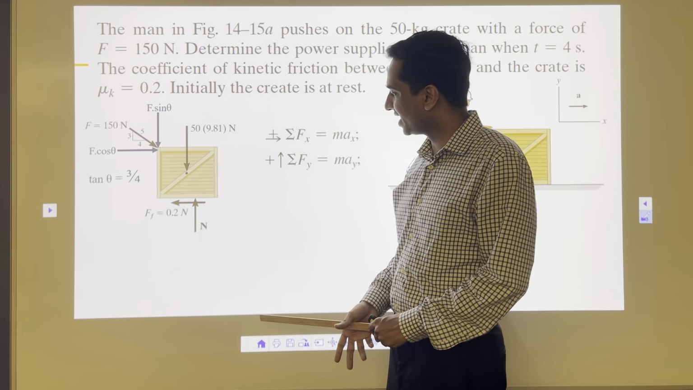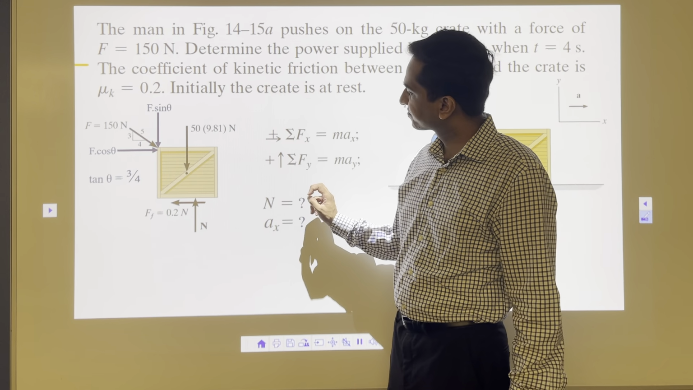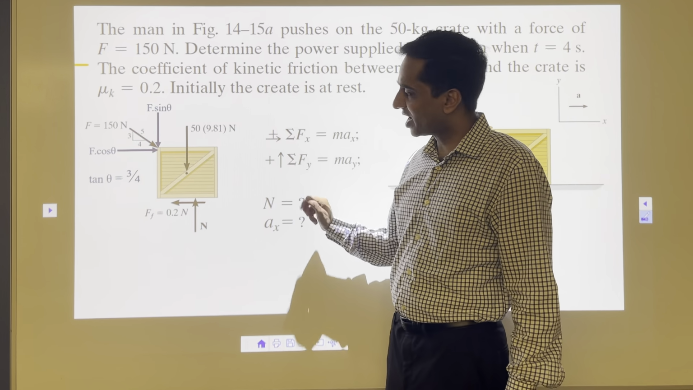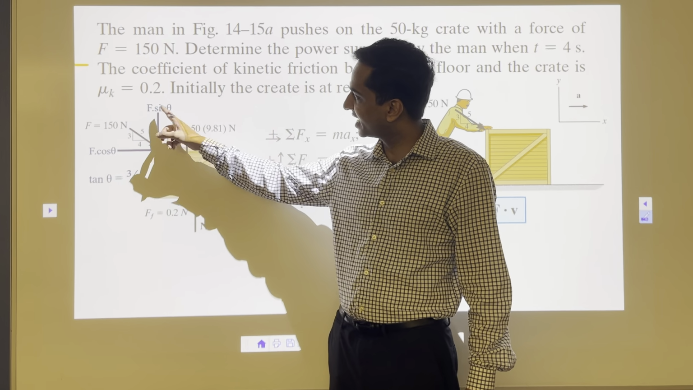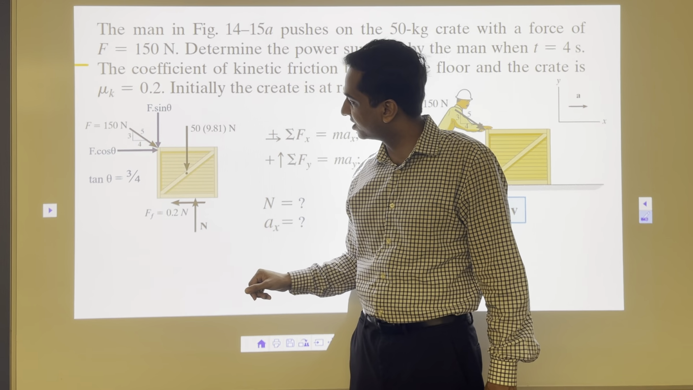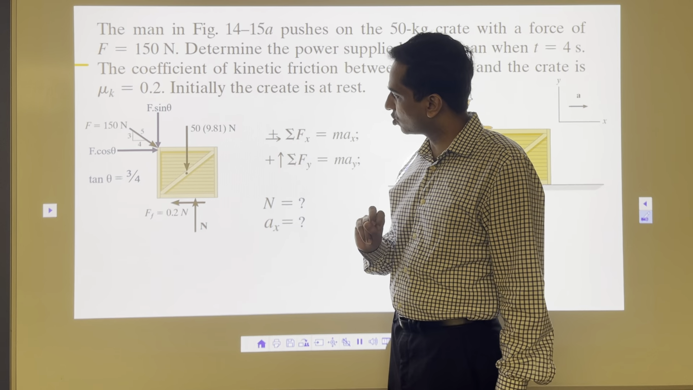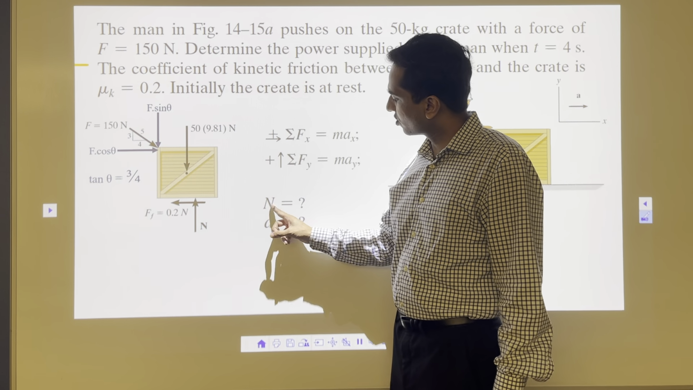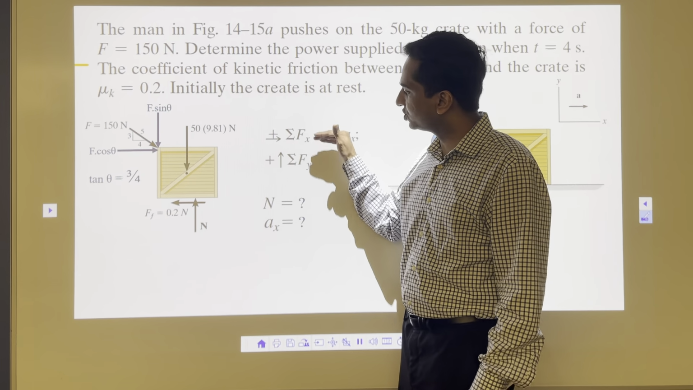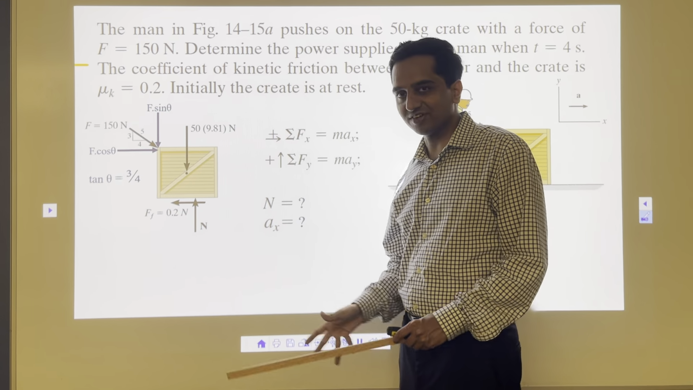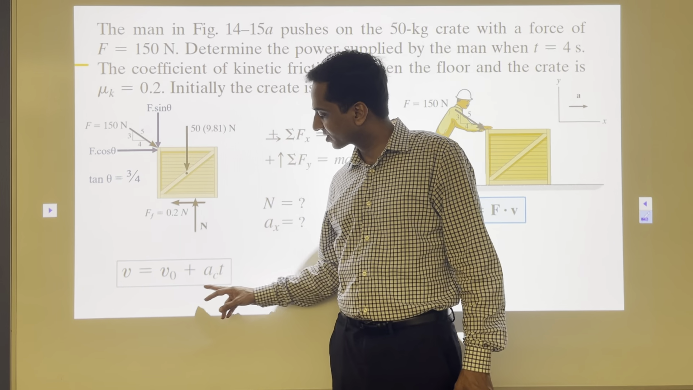We don't have the value of a x. And in the same way in y direction, N will be positive, downward weight negative, and again minus F sin theta, that will be negative, and m a y will be 0. So here there are two unknowns. We have N, we don't have, and a x we don't have. So the objective is to solve these two simultaneous equations and calculate acceleration. Once you calculate acceleration, you can calculate velocity.